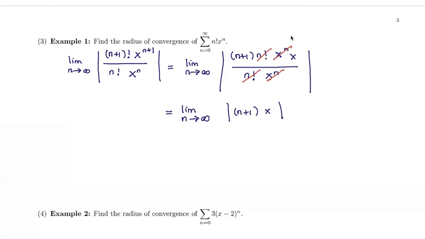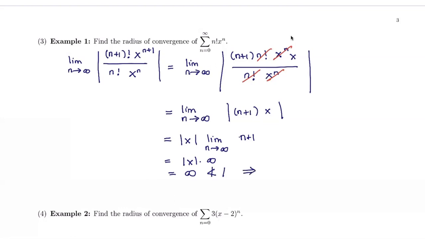Now the limit is only dependent upon the x value, and so I can pull the absolute value of x across the limit, and I'll get the limit as n approaches infinity of n plus 1. And we know that that limit is going to be infinite, so we're going to get the absolute value of x times infinity, which means this is going to be infinite. And this is never less than 1, except for when x is equal to 0.